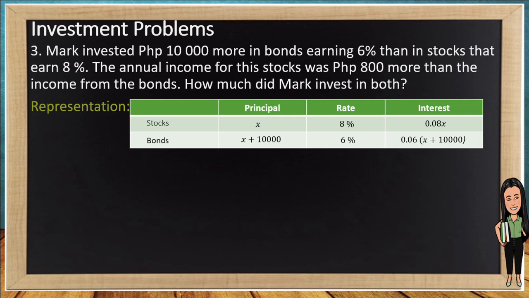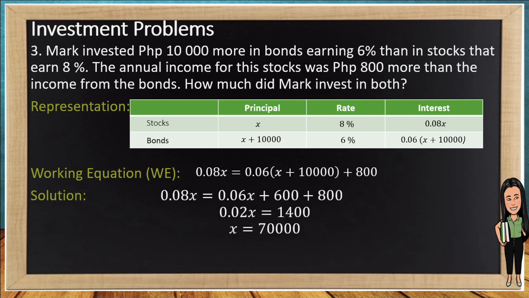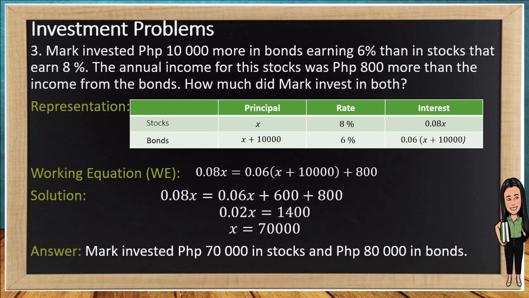Okay, balikan natin. Annual income for the stocks was 800 more than the income from the bonds. Yung interest, yung income daw sa stocks 0.08x equal to yung interest doon sa bonds plus 800 kasi mas madami daw yung nasa stocks by 800. Okay, how much did he invested in both? Let us solve for the variable. X is 70,000. So, sa stocks daw, ang in-invest niya is 70,000 and in bonds, 80,000.